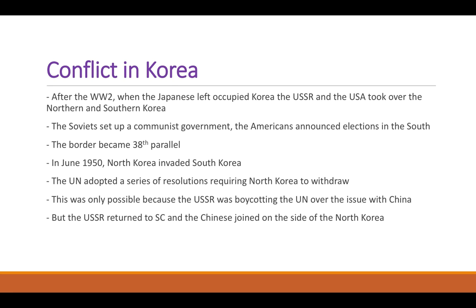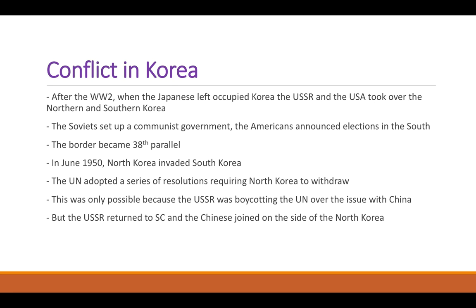Korea. And the border between North Korea and South Korea was drawn on the 38th parallel. In 1950, North Korea invaded South Korea, so obviously the Northern Koreans wanted to spread communism all over Korea.